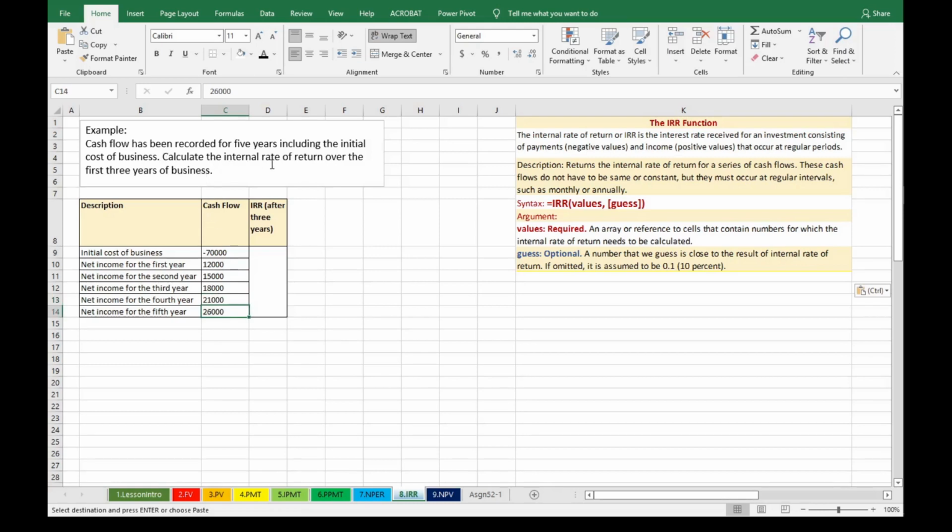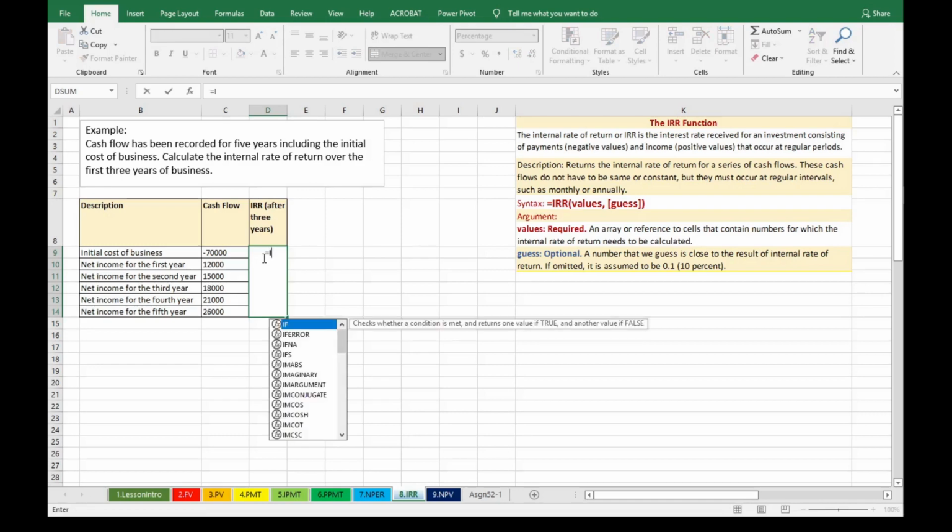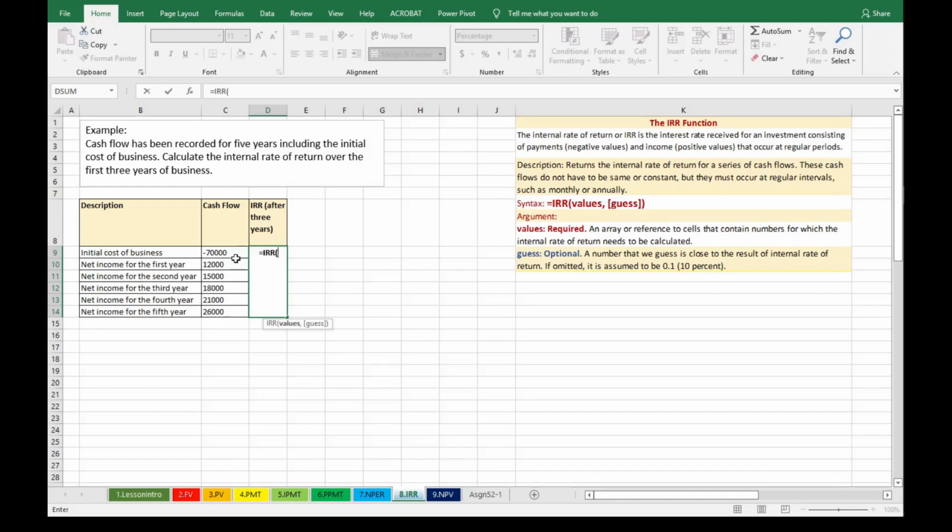So we need to calculate the internal rate of return over the first 3 years of business. So we'll say equal to, we'll put the function IRR, and we need values here. If we want only the IRR for the first 3 years of business, we'll give the array. This is the initial investment, first year, second year and third year. So that is the range C9 to C12. And we will not give any guess here, so the default guess will be 10%. So we'll enter this value. So we got an IRR of negative 18.2%.